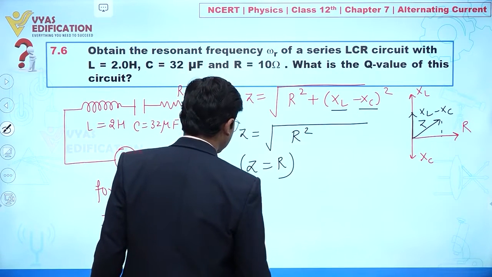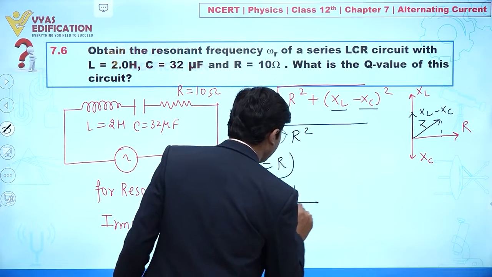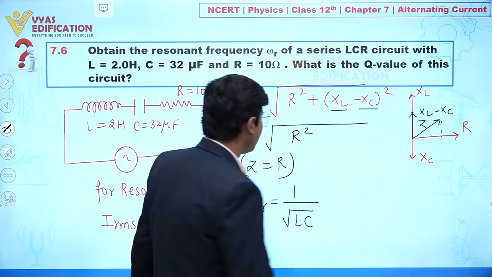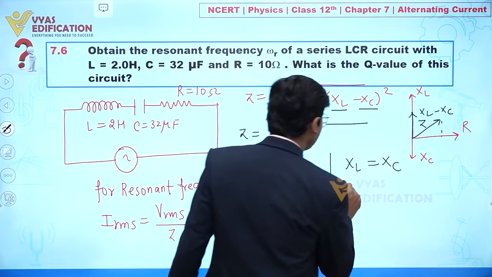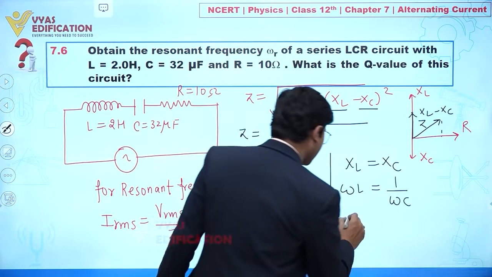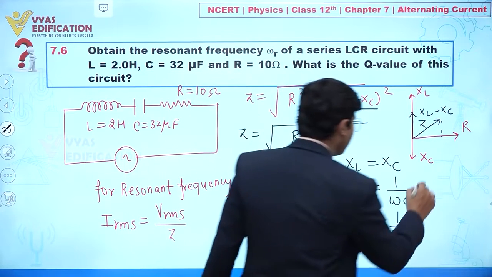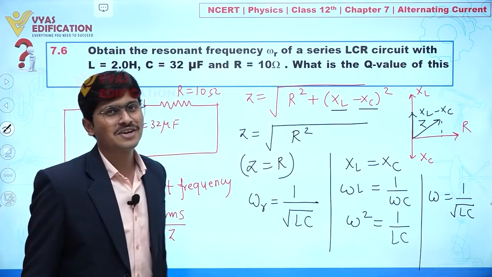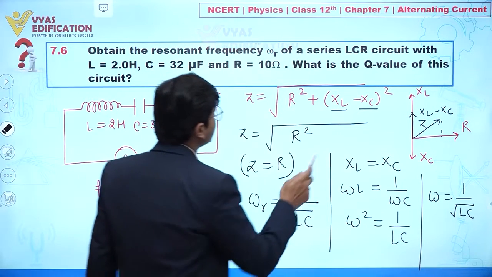Clear? So the resonant frequency omega R is given by 1 upon under root of LC. Now you can ask from where we are getting this value. So you already told me, sir, XL equal to XC. Clear? XL is omega L, and this is equal to 1 upon omega C. So from here you can write omega square is equal to 1 upon LC. So omega is equal to 1 upon under root of LC. So this omega is the resonant frequency. Clear? So now concentrate. Now we are going to put all the values here.